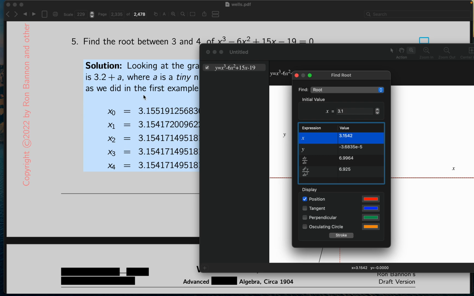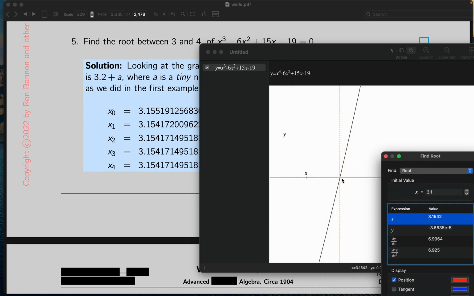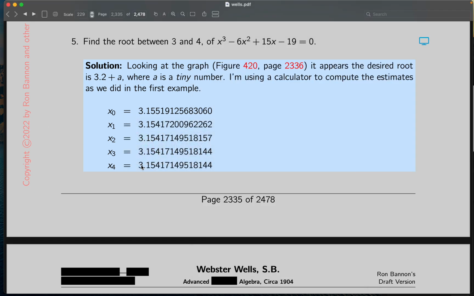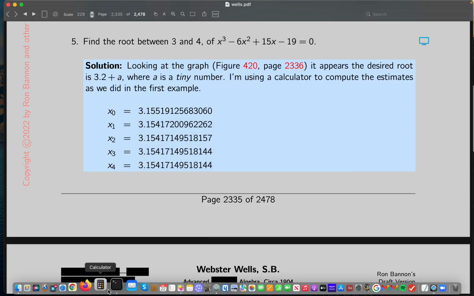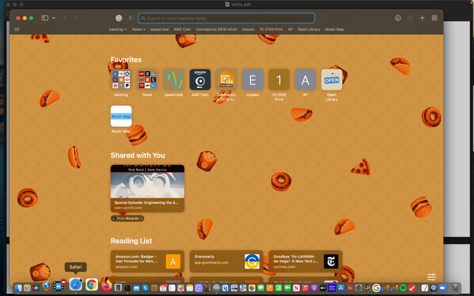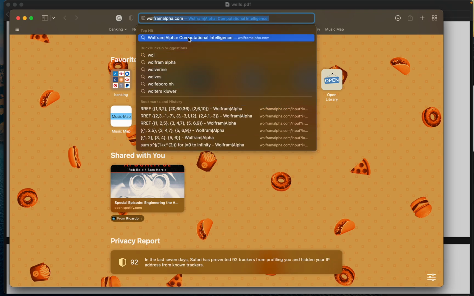I'm going to go to one other piece of software. This was Grapher, and we used Grapher to come up with an approximate root. Now I want to go to Wolfram Alpha. That means I need to go to the web. Let me open up the web for you, using Safari. I'm going to Wolfram Alpha, computational intelligence. That's WOLFRAM ALPHA.com.